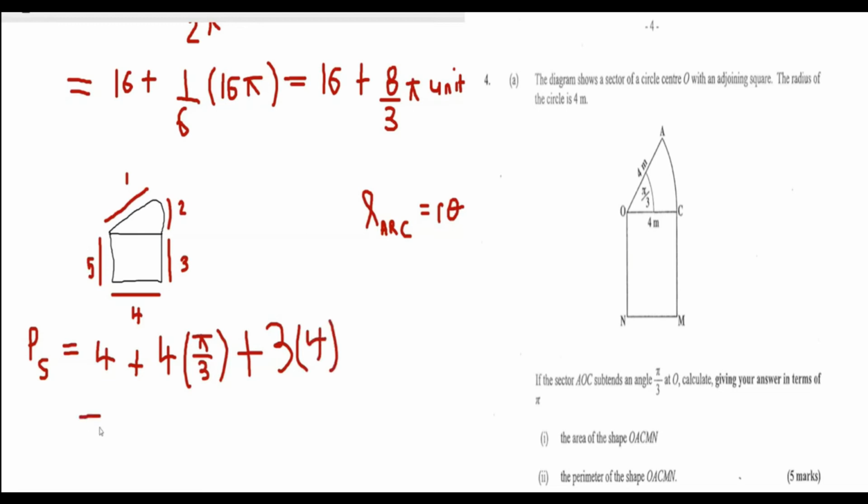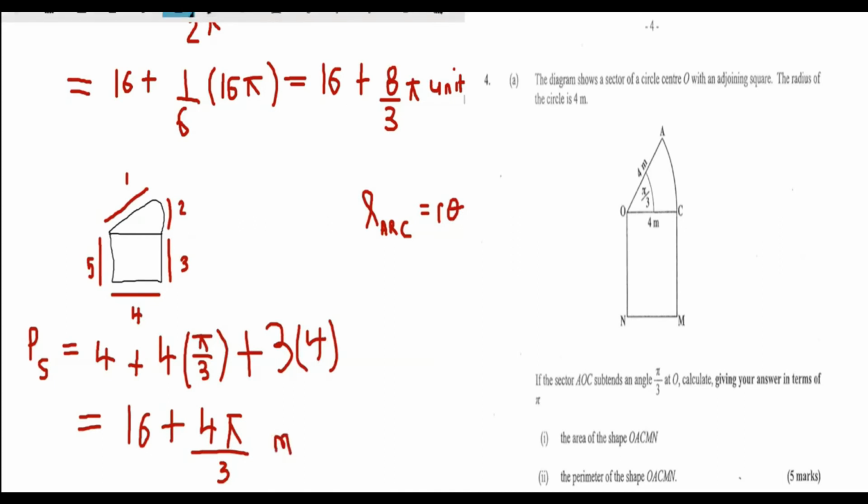And so the perimeter of the shape is going to be 4 times 3, which is 12, plus 4, which is 16. So this works out to be 16 plus, now this is just 4 pi by 3. 16 plus 4 pi by 3. Nice and easy. And perimeter is in meters.